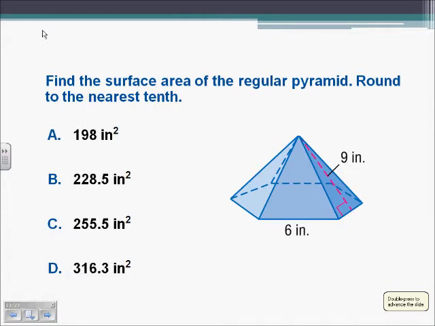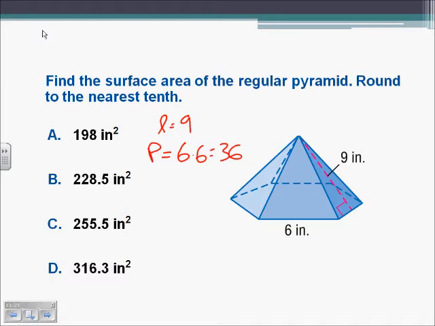Here we're asked to find the surface area of the regular pyramid and round to the nearest tenth. So first off, they give us the slant height, so we know L equals 9. So we need to find the area of the base and the perimeter. I'm going to start with the perimeter just because it's nice and easy. We know it is a 6-sided shape, 6 equal sides of 6, so we just have 6 times 6 for a perimeter, which is going to equal 36.